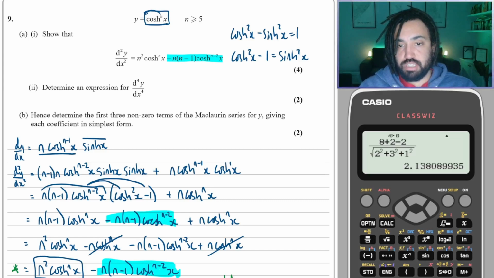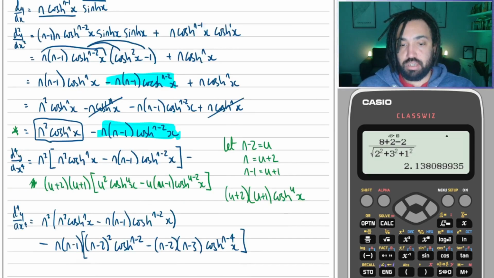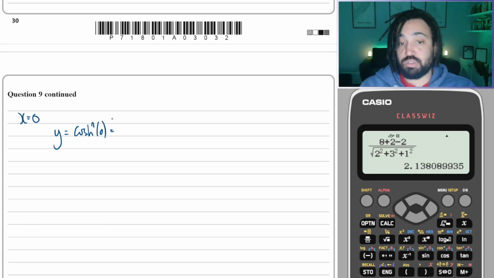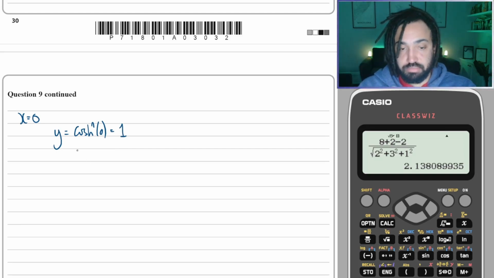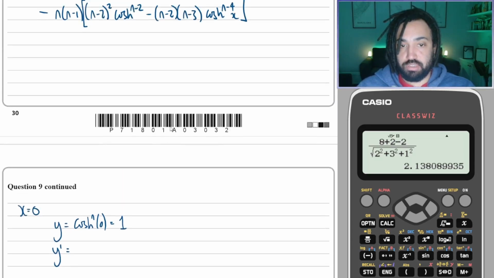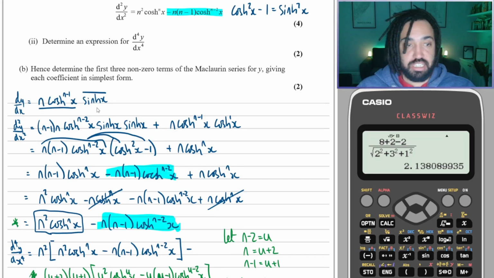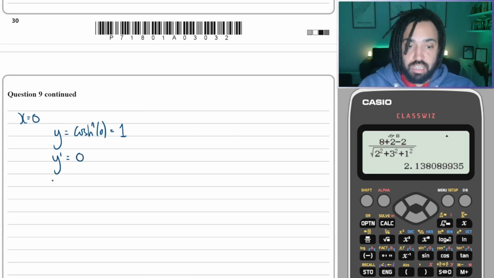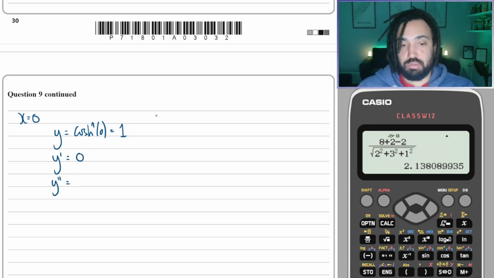Okay, next question. Determine the first 3 non-zero terms of the Maclaurin series. So what we're going to need to do is, Maclaurin always acts around x equals 0. So the y value would be cosh of 0, and that's always going to be 1, no matter what power you raise it to. The first derivative, if I remember correctly, had a sinh involved. Just double check that. Yeah, you see here the first derivative has a sinh, and sinh of 0 is 0, so that's going to give me 0.